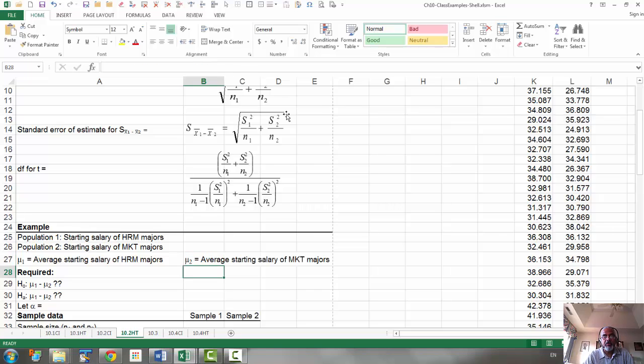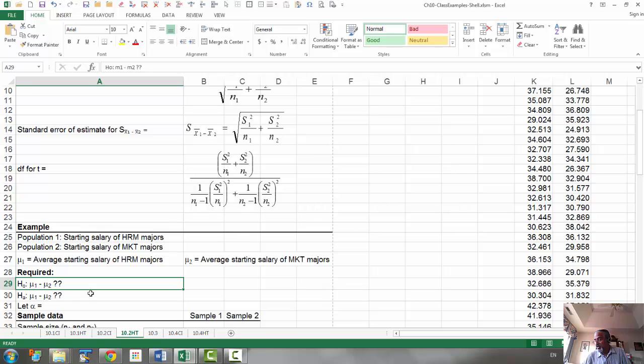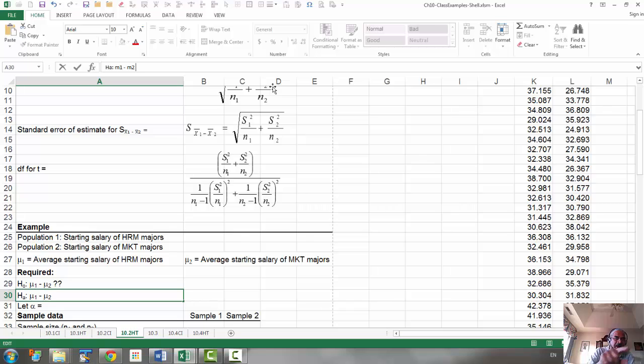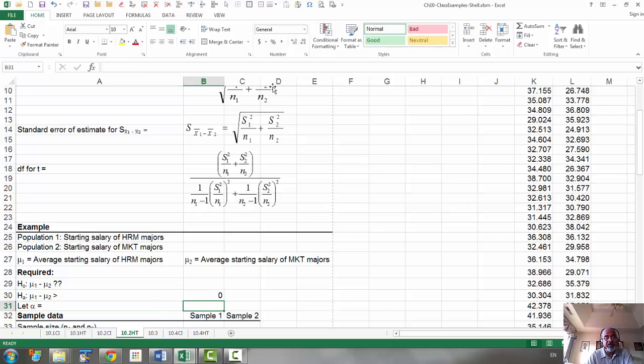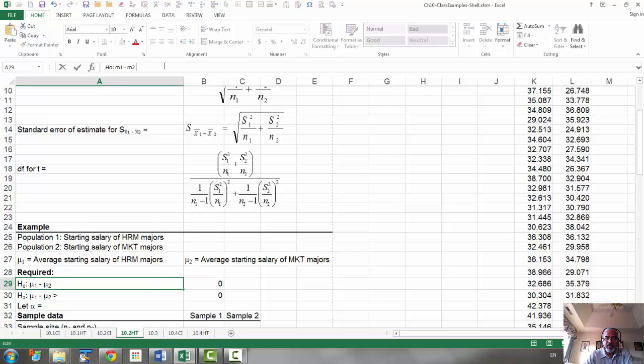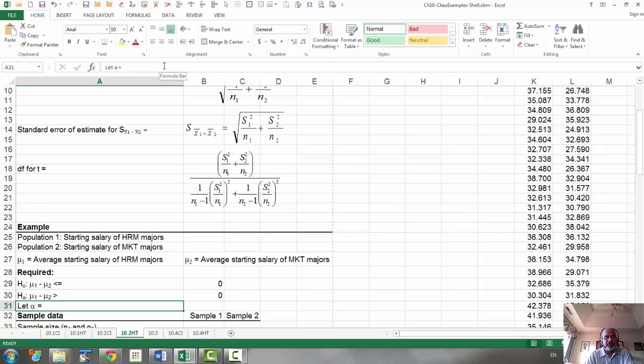MKT being marketing. Now what we want to test is whether HRM majors make more money at the beginning compared to the marketing majors. So that's what should go as our alternative hypothesis: mu sub 1, that of HRM majors, minus mu sub 2, marketing majors, is greater than 0. Which means the null hypothesis is that the difference is less than or equal to 0.